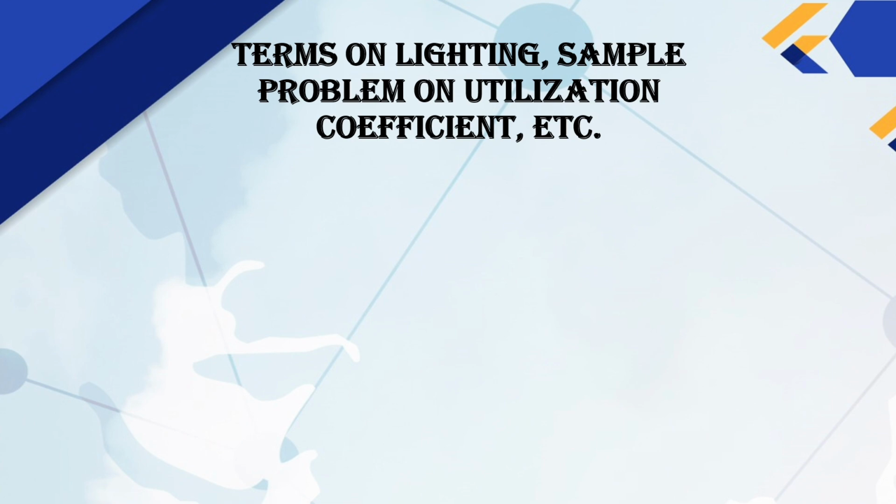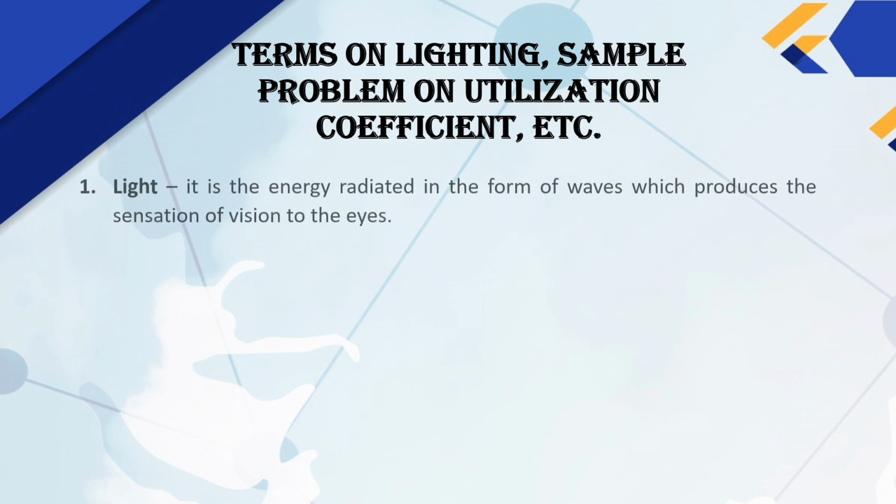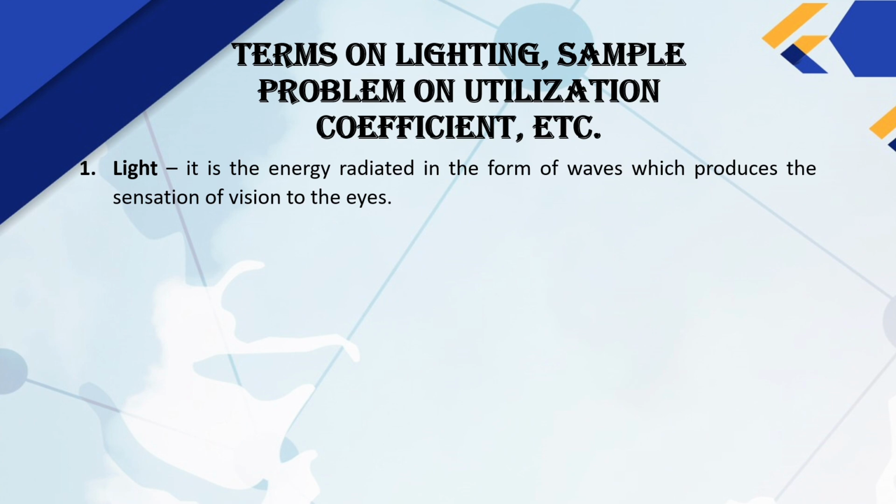Now, let's proceed to the terms of lighting. First, number 1, light, or in Bisaya, kalamdag. It is the energy radiated in the form of waves which produces the sensation of vision to the eyes. It may be natural light from the sun or artificial light from means created by human beings. So we all know that light is very useful in our lives. Because I believe that without light, we can't see anything. So therefore, light is important in our lives.